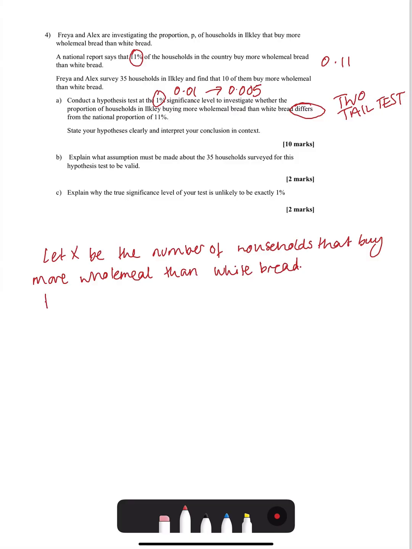We're going to say H0 is what we've got from the national report, 0.11, 11%. And the alternative hypothesis is that p does not equal 0.11. Remember, it said different, so I'm not doing more than or less than. We assume then H0 is true.